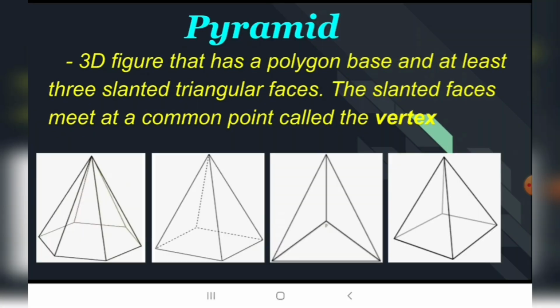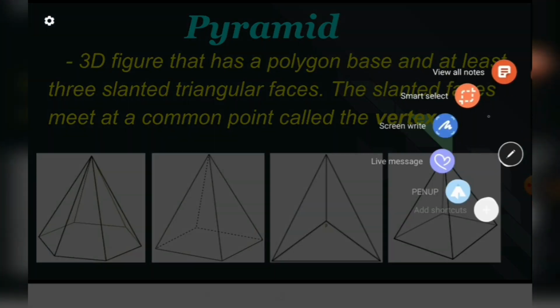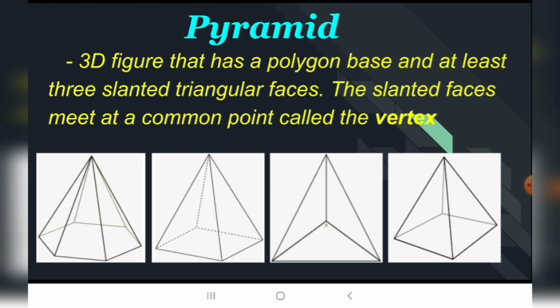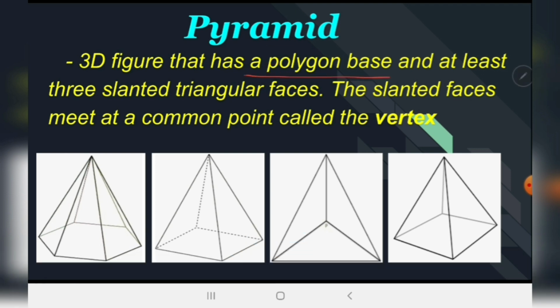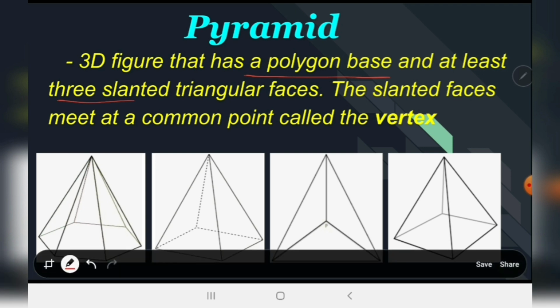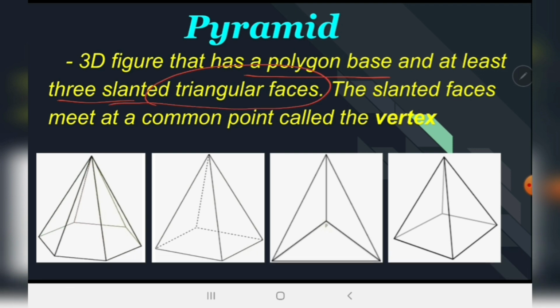Next is pyramid. A pyramid is a 3D figure that has a polygon base and at least 3 slanted triangular faces. The slanted faces meet at a common point called the vertex. Let's prove that the given figures are pyramids. A pyramid has a polygon base and at least 3 slanted triangular faces.